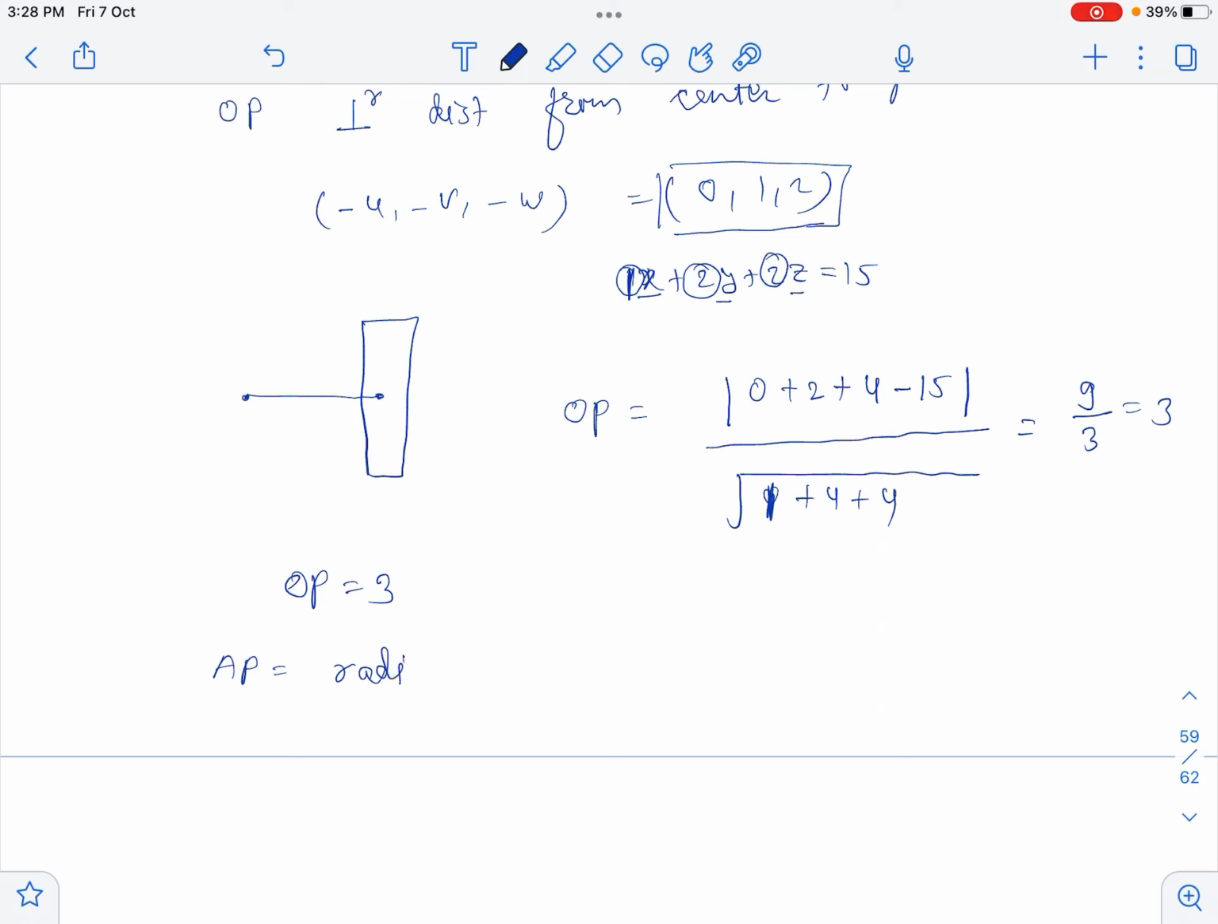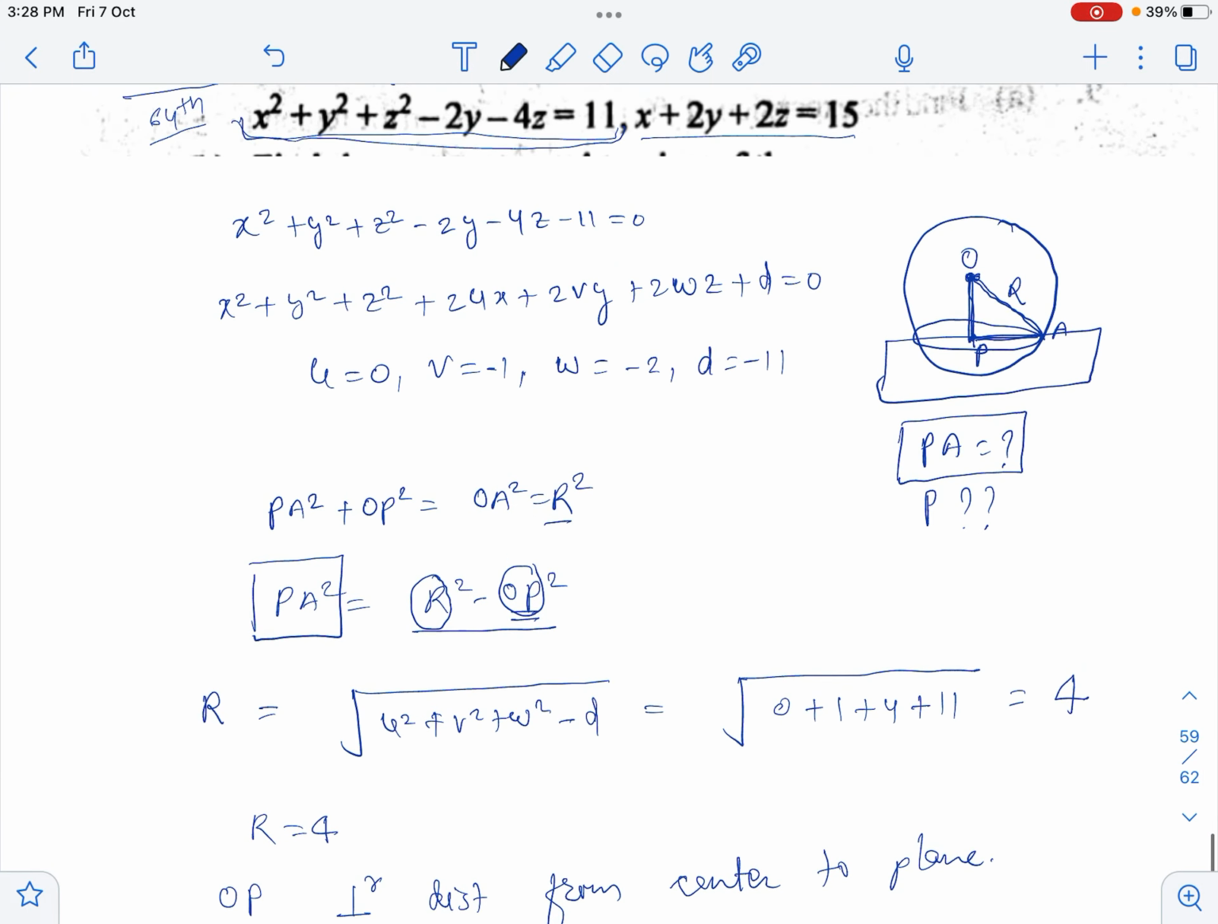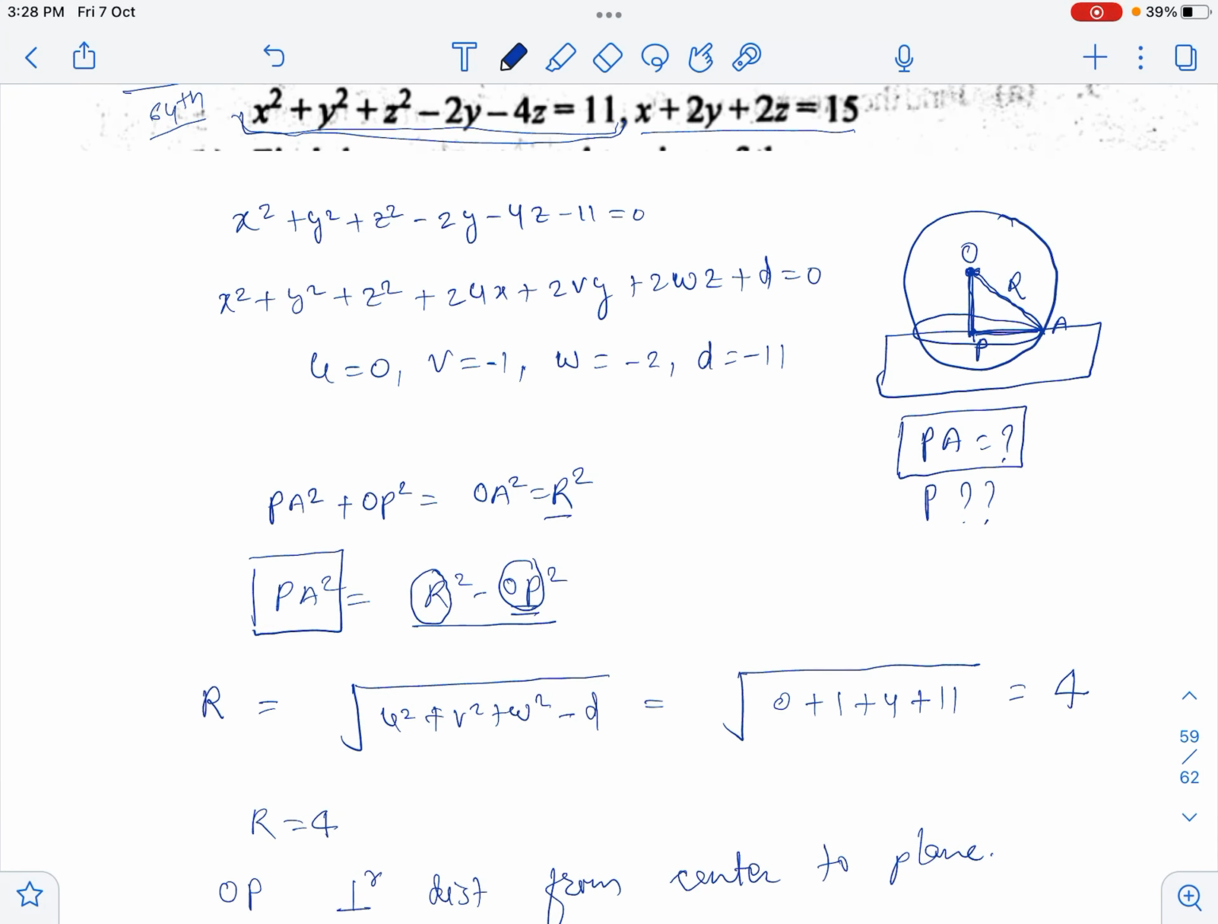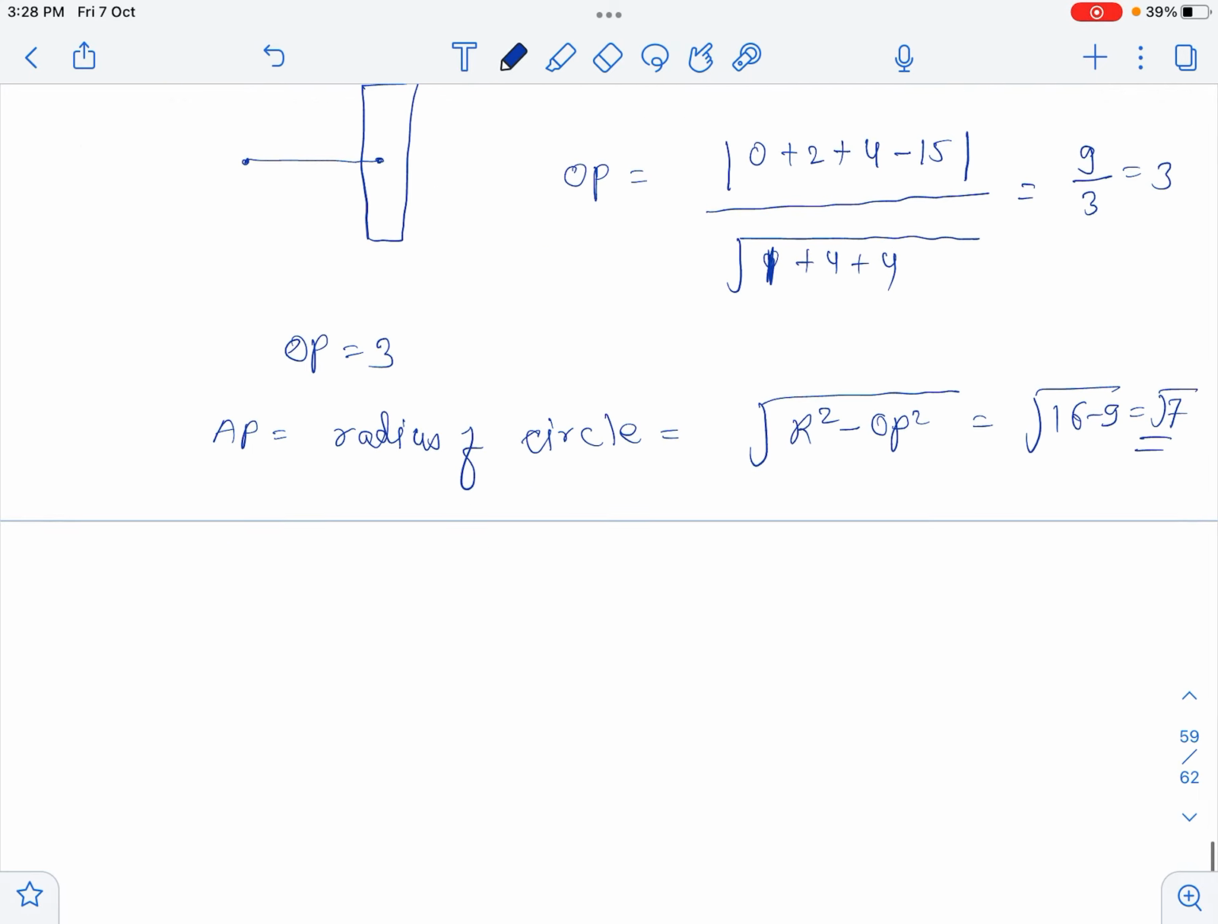So what will be AP? AP, that is the radius of the circle, is equal to under root R square minus OP square, that is 16 minus 9, that is under root 7. So we have found that this is 3, this is under root 7, this is 4.